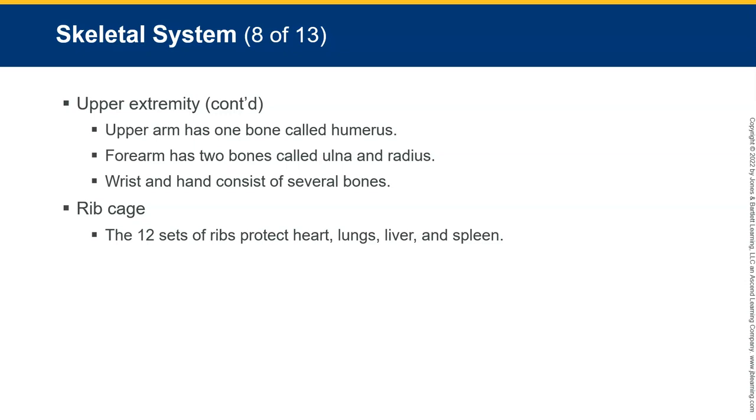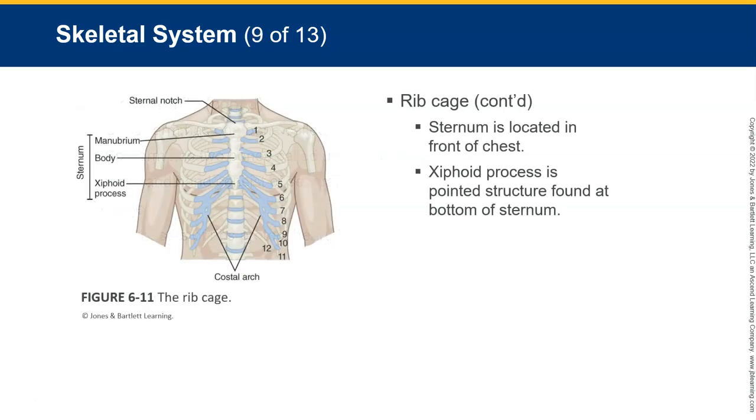Now, I just kind of blew past it when we talked about it, but one thing that may help you: when we talk about the forearm, you have the ulna and the radius. The radius is located on the thumb side or the lateral side of the arm, and the ulna is located on the little finger or the medial side. So that's one way to help you remember the location of these.